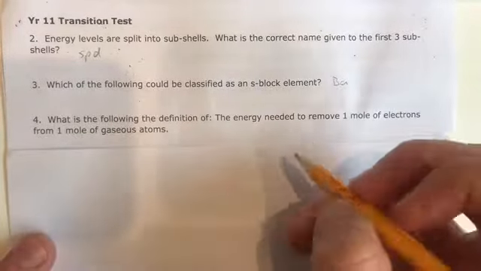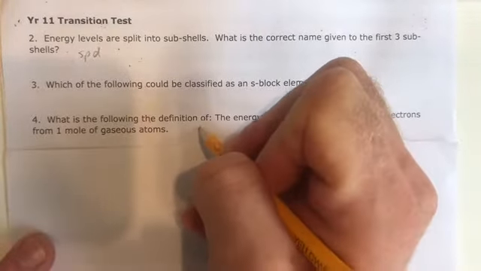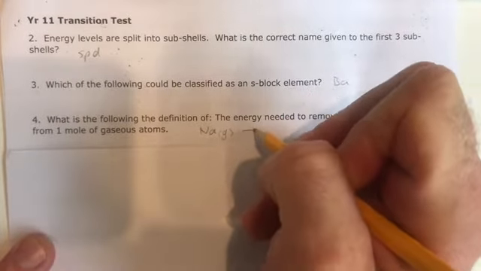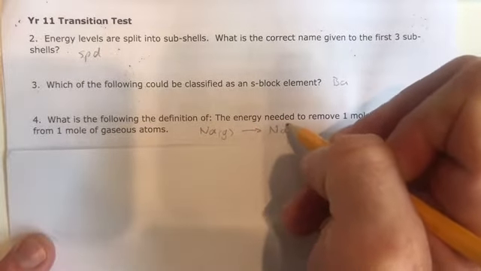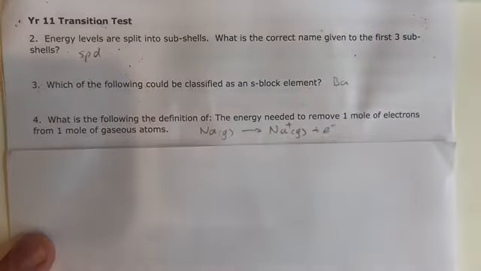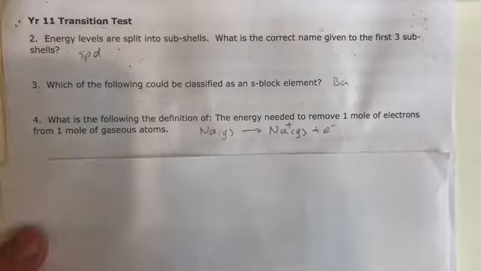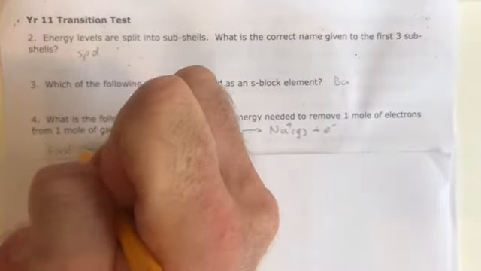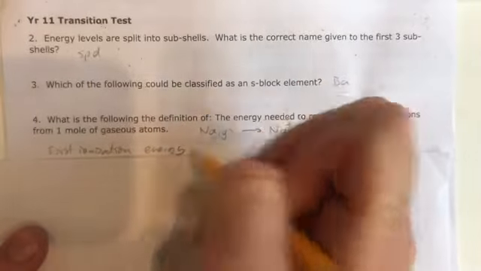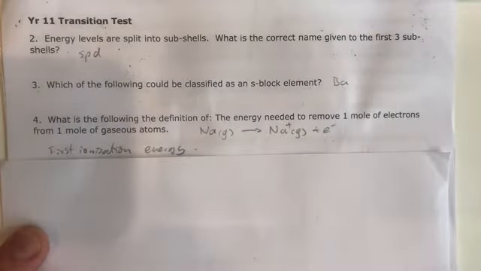So if we were talking about, I don't know, sodium, the energy needed to remove 1 mole of electrons from 1 mole of gaseous atoms, you would represent it like this. And there we go. So that is what is known as the first ionization energy. Again, it's just something you've got to learn, and it would appear that 92% of people got that right, so that's pretty nice.